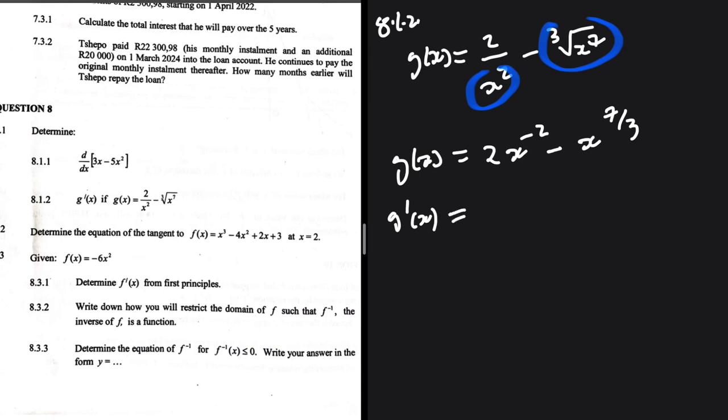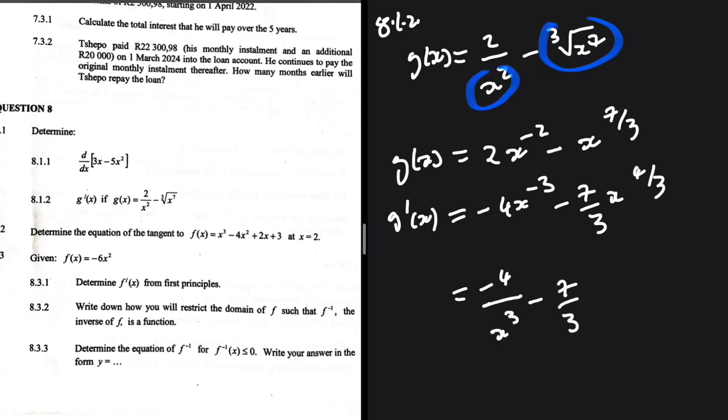So this will equal minus 4x to the minus 3, and then minus 7 over 3 x to the 7 over 3 minus 1. So 7 over 3 minus 1 is 4 over 3. So g prime of x is minus 4 divided by x to the power 3, minus 7 over 3 x to the 4 over 3. So I think we can leave it like that. I don't think we are required to further simplify it. I think that is perfectly fine.